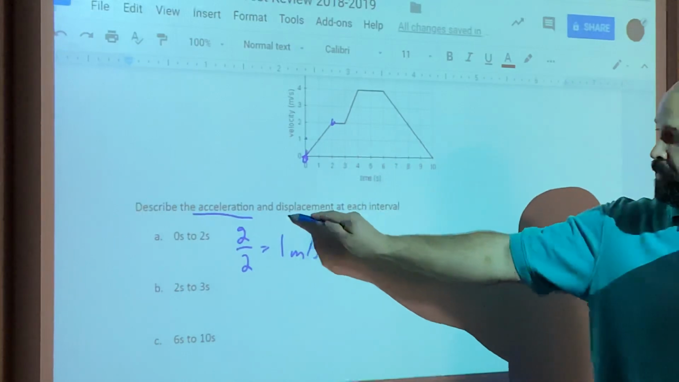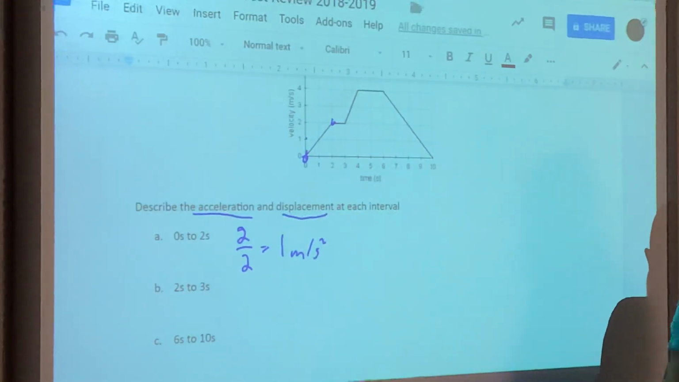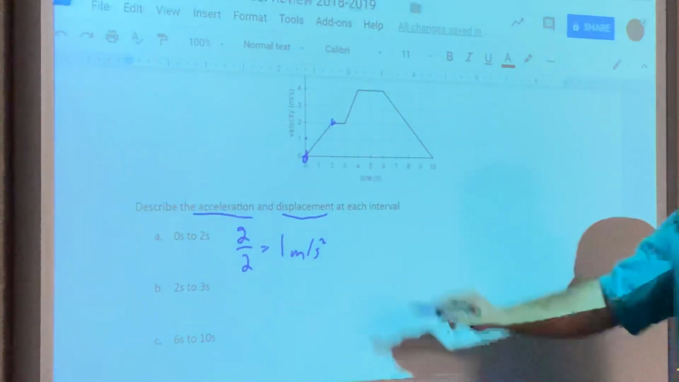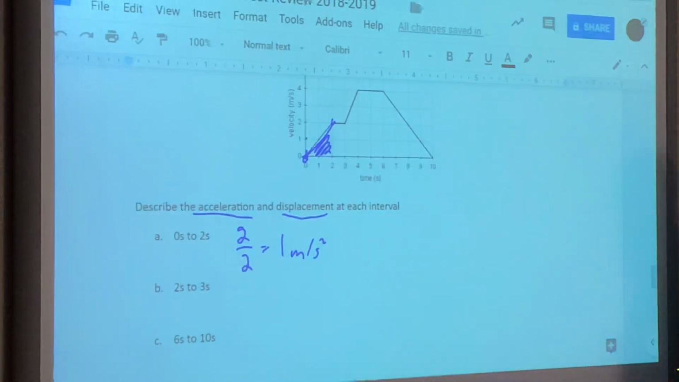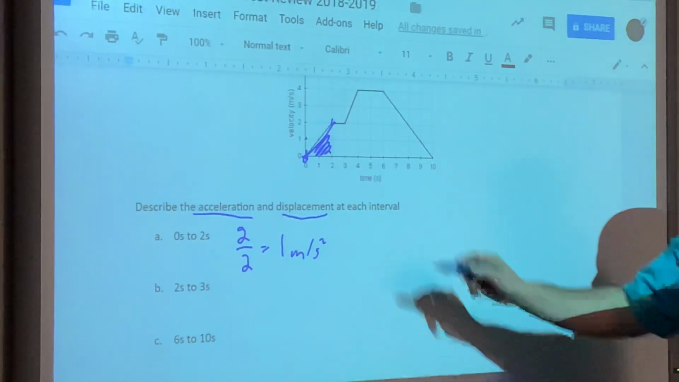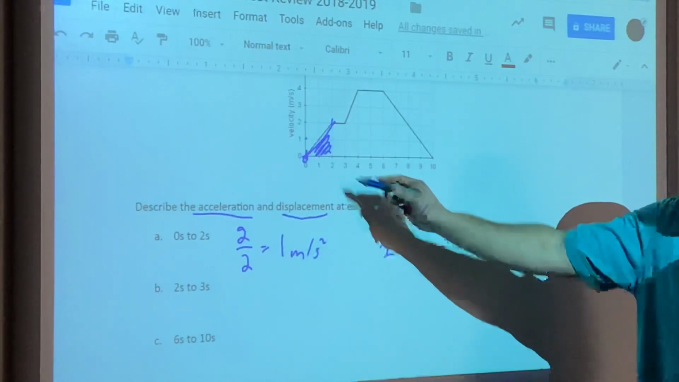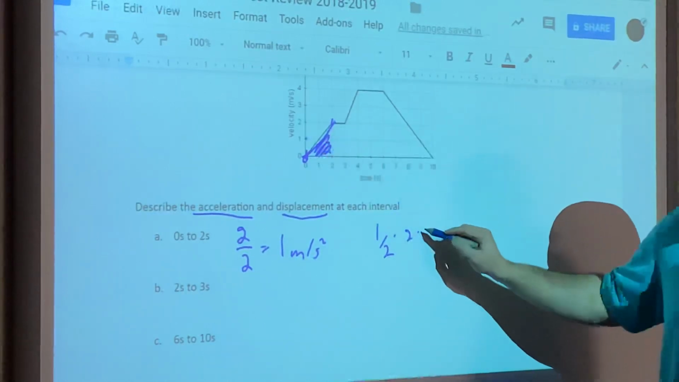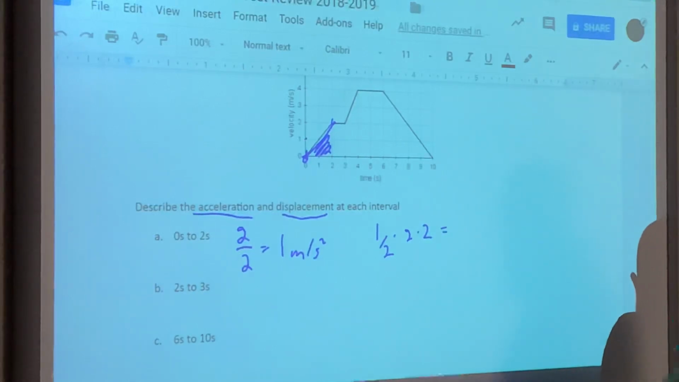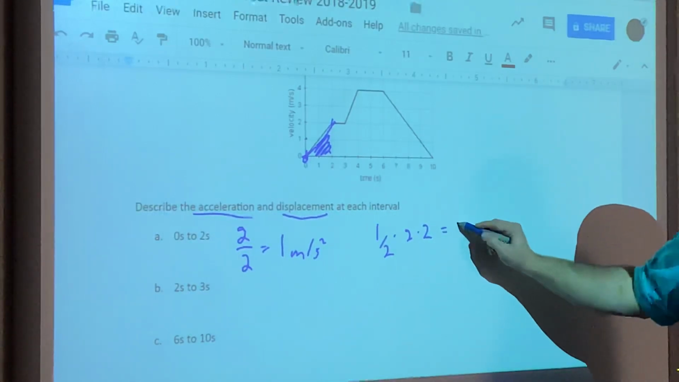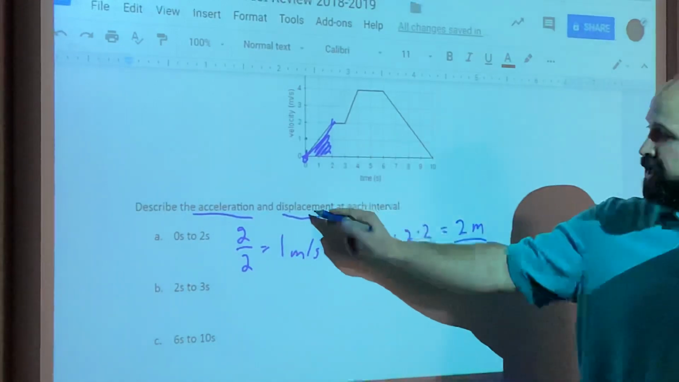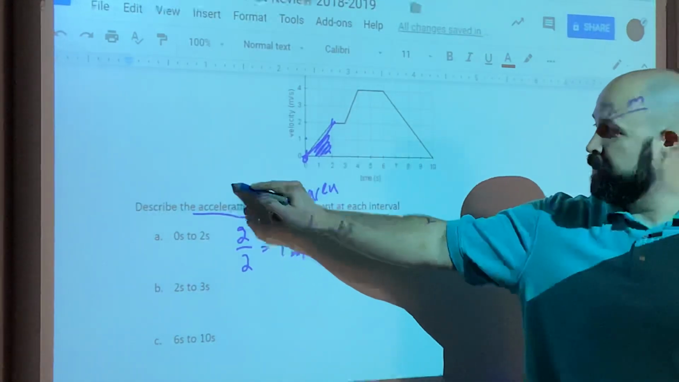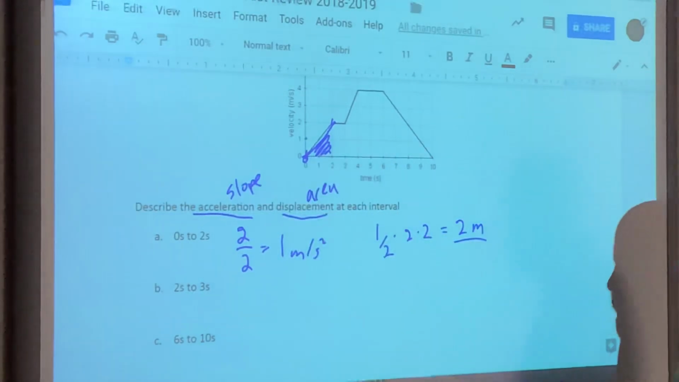The displacement, what do you do for displacement? That's x. So you're looking at the area under the curve. So from 0 to 2, this is our line. So we're going to look at all the stuff underneath it right there. It's a triangle, a little triangle. So you're going to do the 1/2 base times height because it's a triangle. So 1/2 times 2 times the height of 2 is going to give you 2. So this is going to be 2 meters for your displacement. So to find displacement, you're looking for area. To find acceleration, you're looking at the slope on the graph, okay?